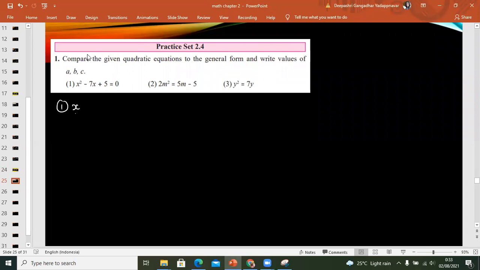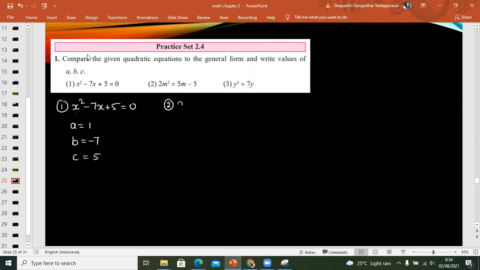First question here, x square minus 7x plus 5 equals 0. The A value is the number in front of x square, that is 1. The B value here is negative 7 and the C value is positive 5.